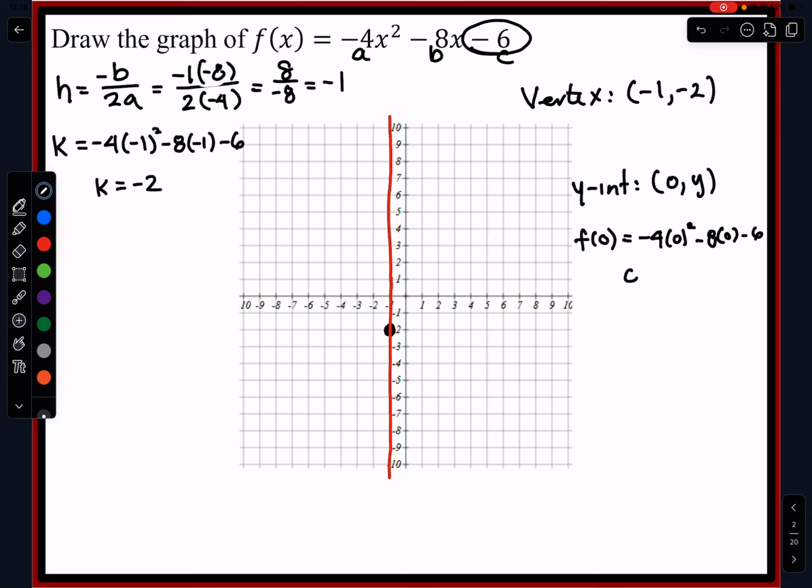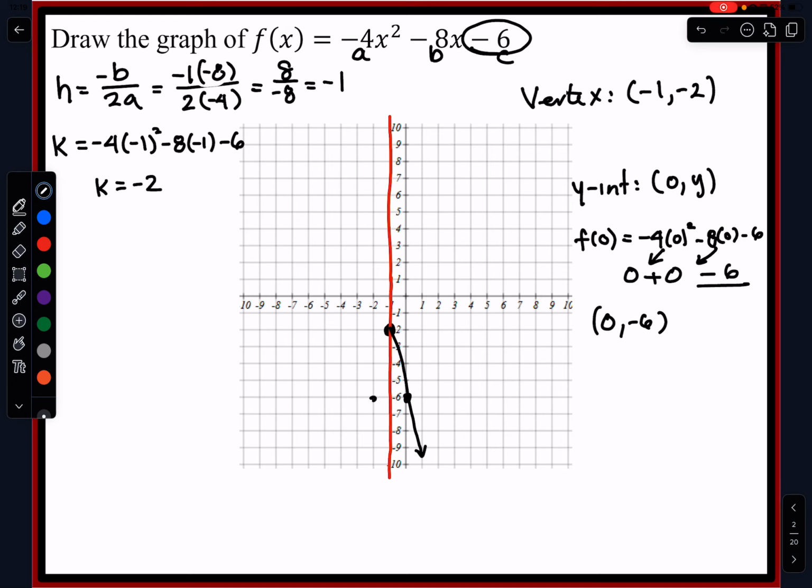So this is 0. This is going to be 0. Bringing down the minus 6, I end up with 0 plus 0 minus 6, which is just going to be negative 6. So I'm crossing the y-axis at negative 6. So this is what the right side of the parabola is going to look like.